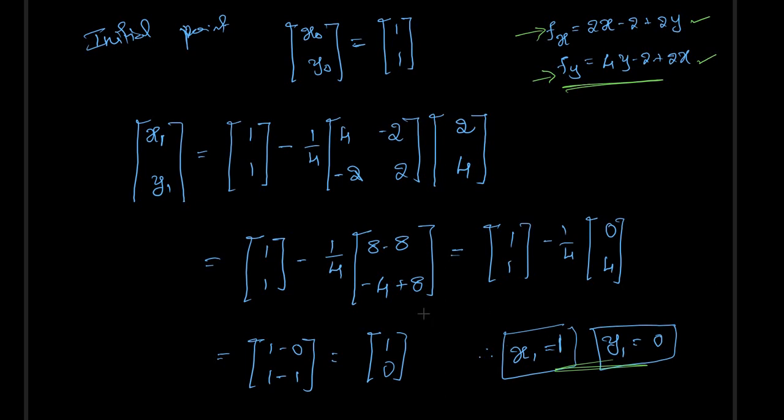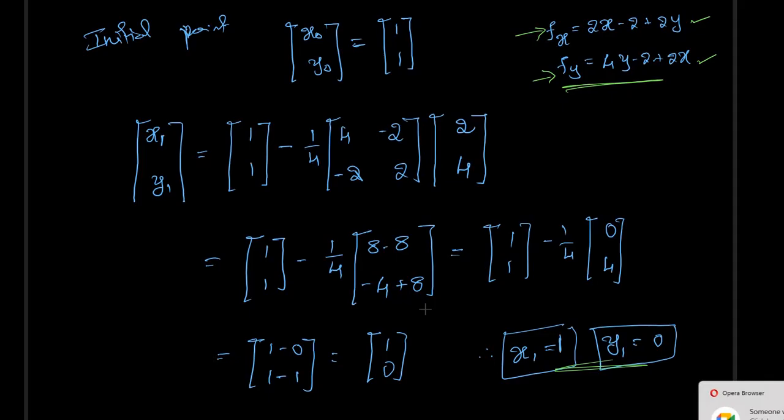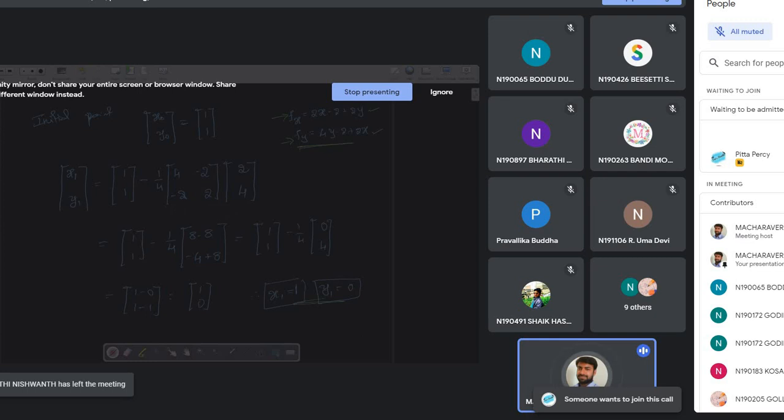All right, so this is how we can find the critical points for a multivariable function using the multivariable Newton-Raphson formula. I hope you understand this problem. Any questions or doubts here? If no questions, I will stop it here.